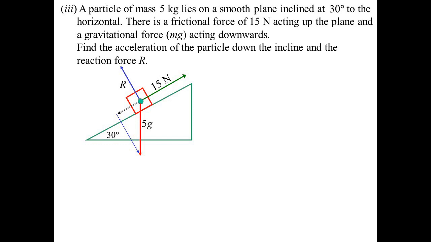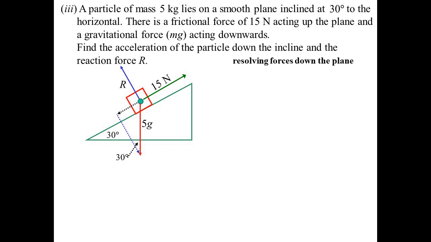It's 5G that I'm resolving, so it ends up being the hypotenuse. Well, what are the sides of these? I've just got to work out where the 30 degrees goes in this diagram. That's using alternate angles, things like that, we can work it out. Turns out it'll be this one down here, is the 30 degrees.